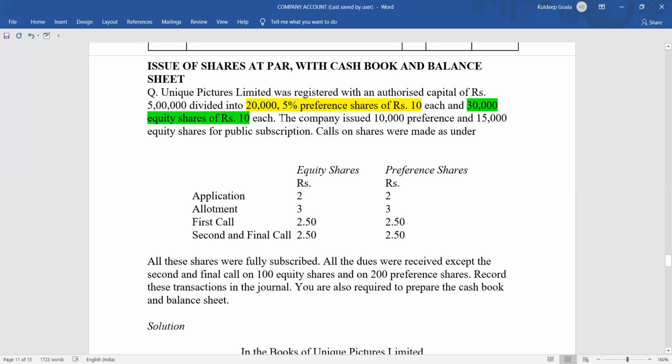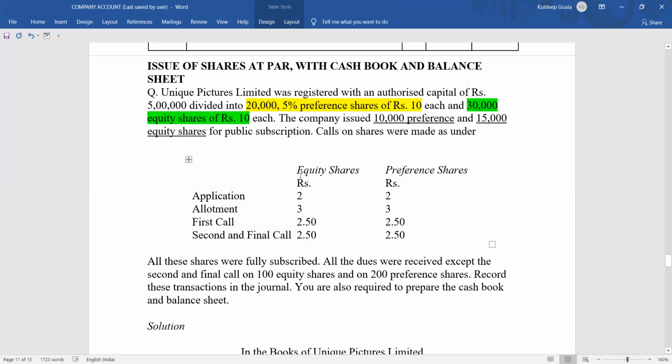The company has issued 10,000 preference shares and 15,000 equity shares for public subscription. Calls on shares were made as under. See how it was made: application, allotment, first call, second and final call. All the calls have been made there.